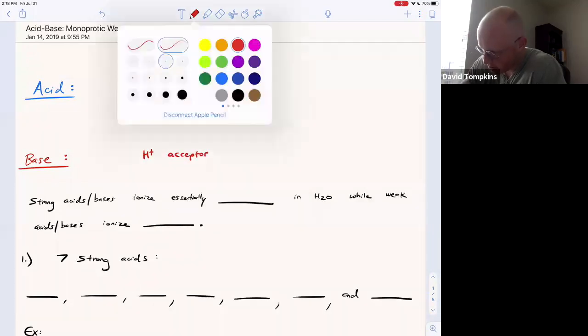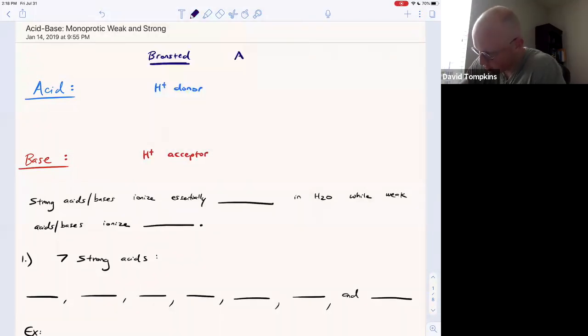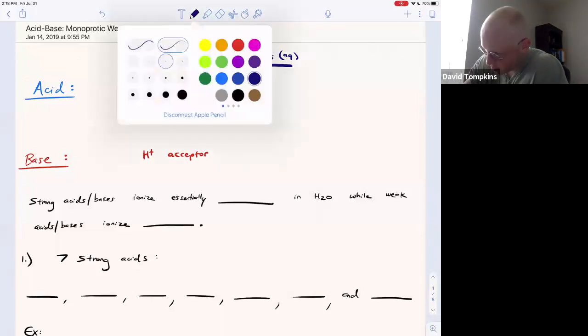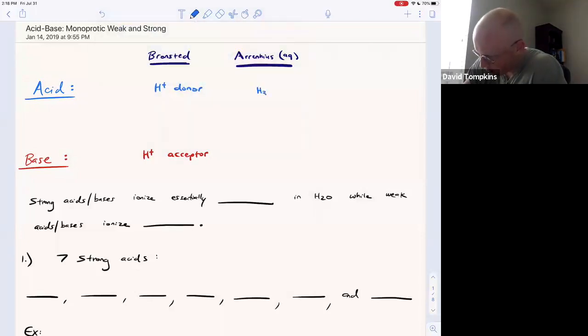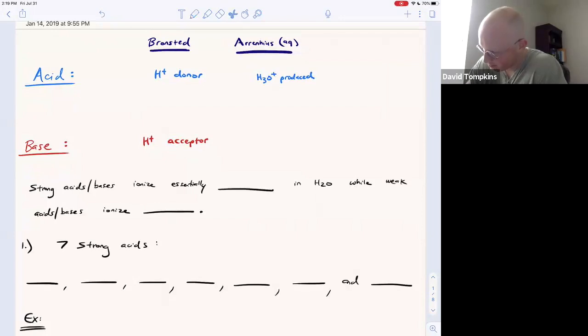So if these acids and bases are reacting in the context of aqueous solution, then we can apply the Arrhenius definition. This is specific to water. So in water, an acid donates a proton, and that proton is accepted by the water molecule, forming hydronium. So an Arrhenius acid produces hydronium in aqueous solution.